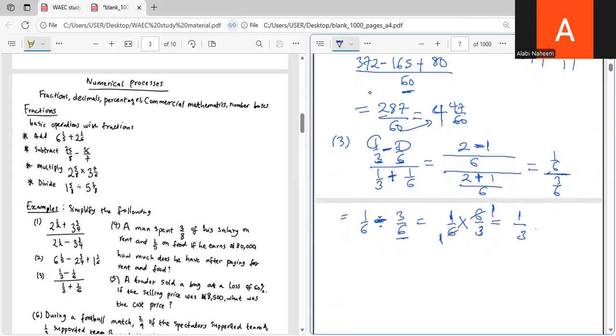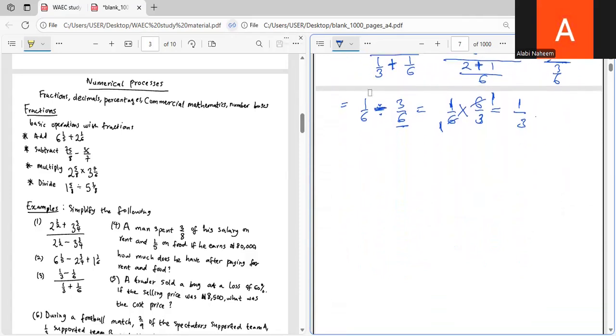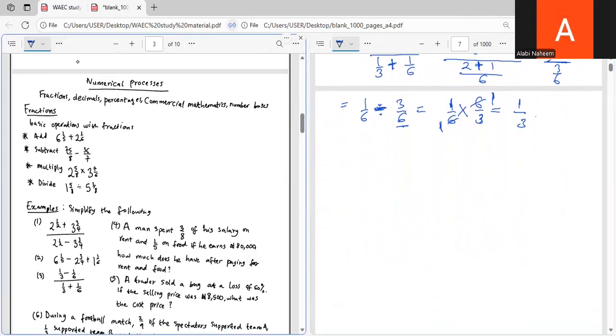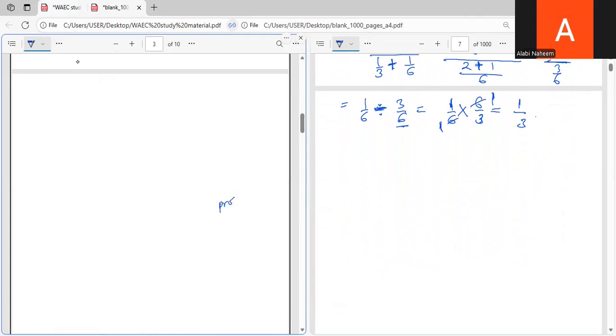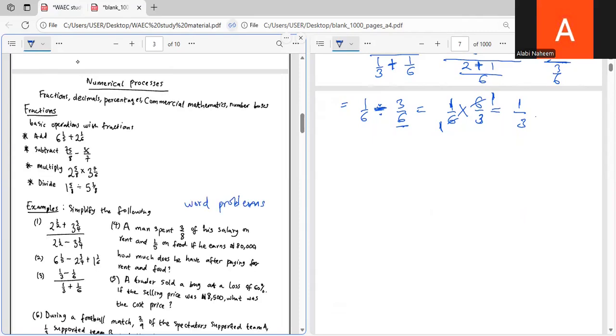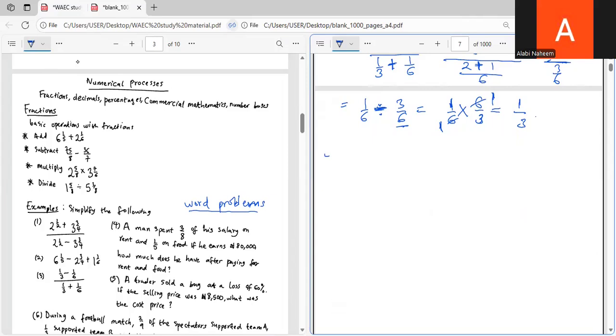Now we move to word problems. That's what we have here: word problems on fractions. In our everyday life, there are some problems we encounter, and those problems can only be solved using fractions. So we will try to interpret the problem into fractions, and then we solve the fraction. With that, we can get a solution to the problem.